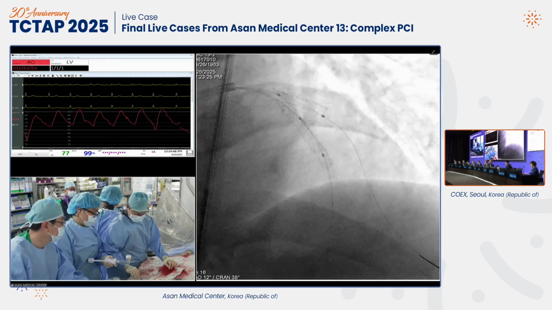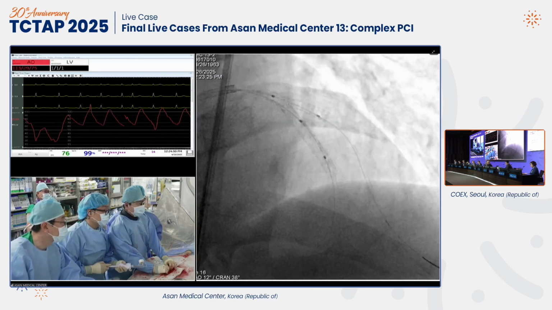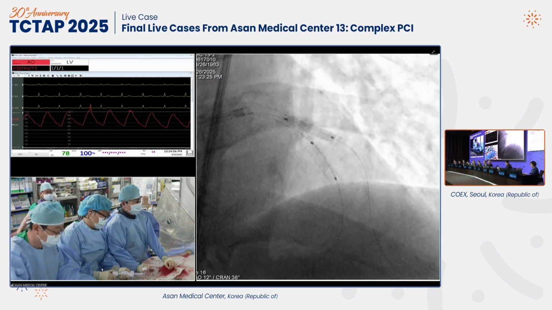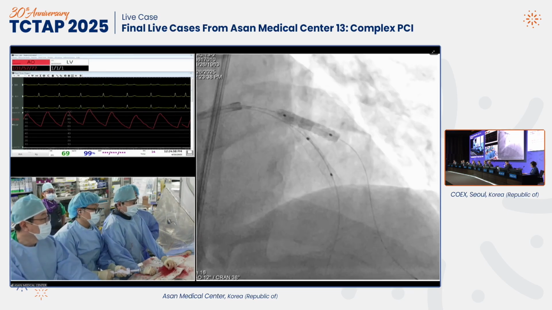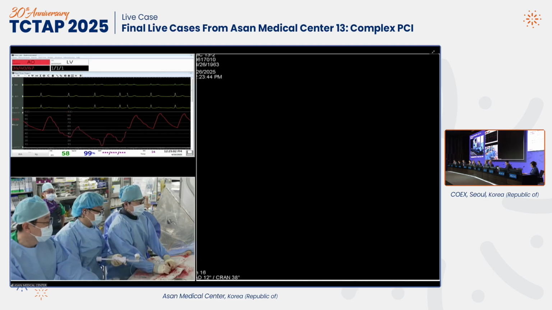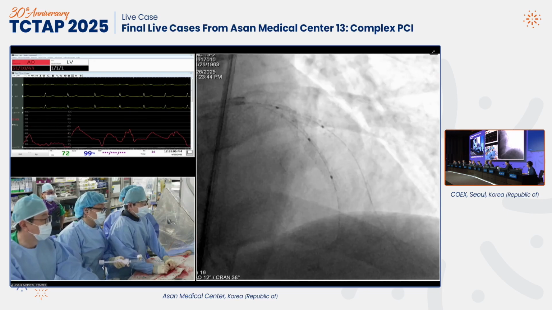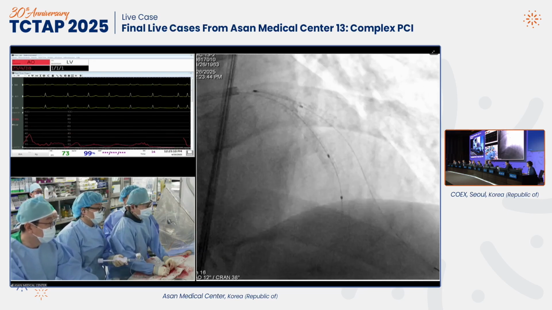6.25, inflate. Okay, inflate. 0.25 inflate. What size is the side branch balloon? 3.25? 2.5. 2.5. And see, deflection up to almost 16, 18? 24. Okay, 24. Yeah, we are performing a sequential high pressure.